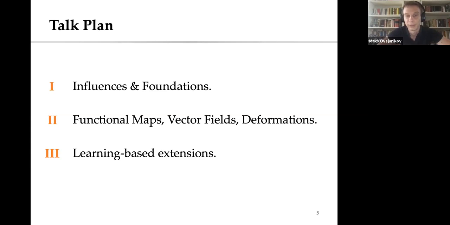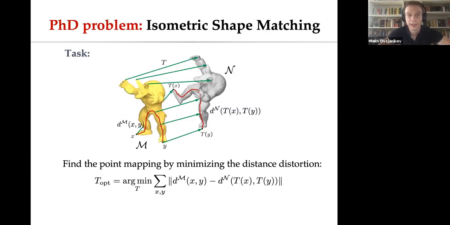So I wanted to describe some of these works that really have influenced me a lot. As I mentioned, I will present not only my works, but actually also works of others. When I started my PhD, I was kind of given this problem. And my problem was basically isometric shape correspondence.